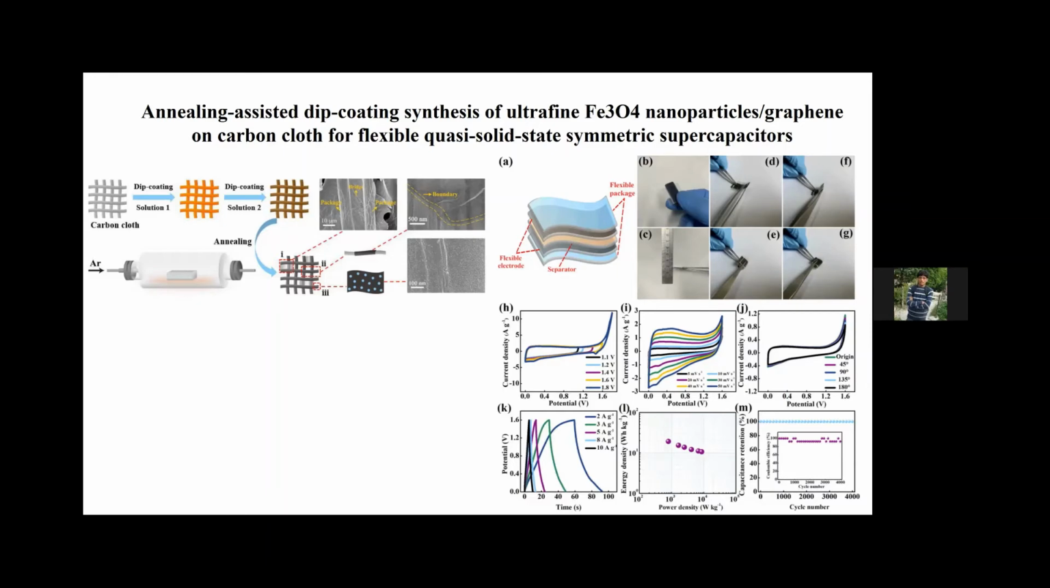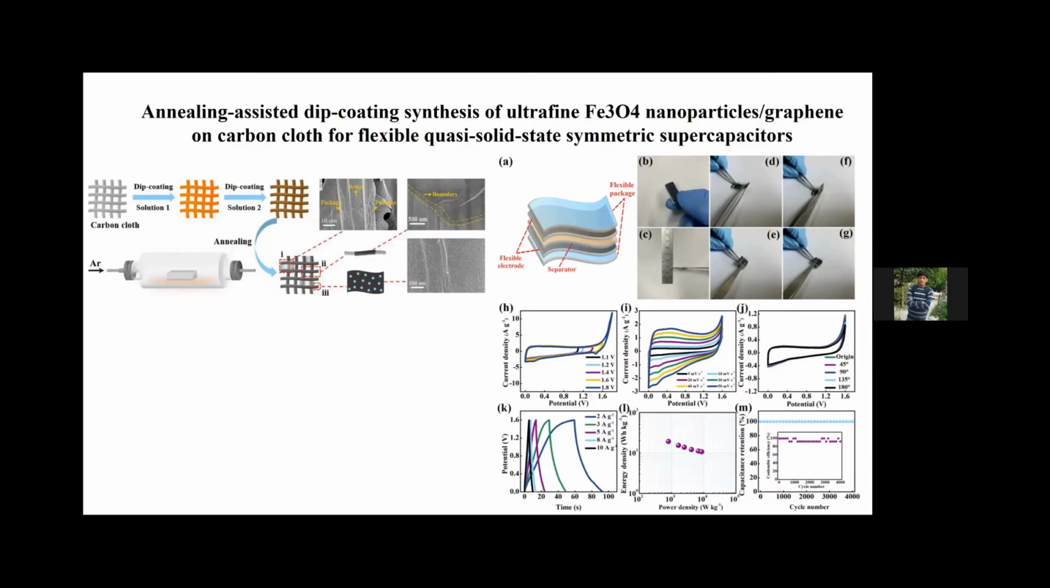of a wearable and flexible symmetrical supercapacitor, made of Fe2O3 nanoparticles and graphene. So how do they use the carbon cloth? After cleaning the carbon cloth, the process is called dip coating. So they dip it and dry it. For dipping, first a precaution is required, then drying, and then they do the annealing process. During this annealing process, the actual chemical reaction happens, and then it becomes the Fe3O4 nanoparticle and graphene composite.